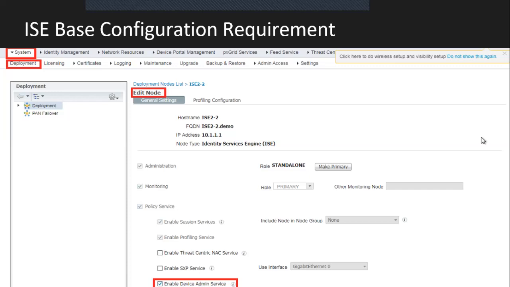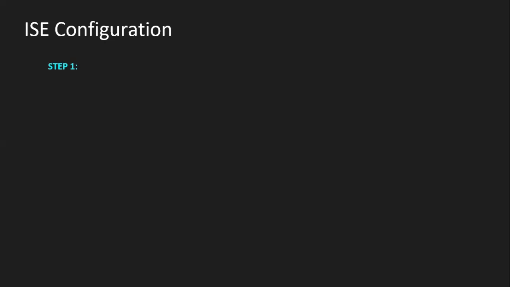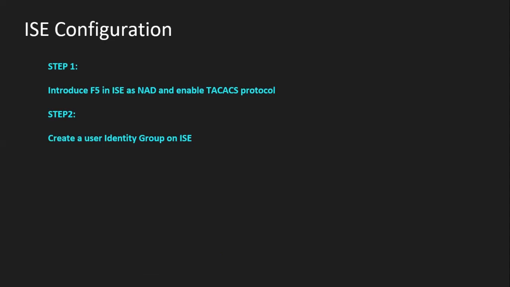After this, let's try to understand what are the steps involved on ISE. First step, you have to introduce F5 as a NAD component, network access device component, in your ISE, and make sure when you are adding F5 in your ISE configuration, the TACACS protocol is enabled. Then step 2, we're going to create a user identity group on ISE. If you are going to use the user accounts from your AD, no need to create any user groups on ISE. In my case, I'm using local user accounts on my ISE, which I have created.